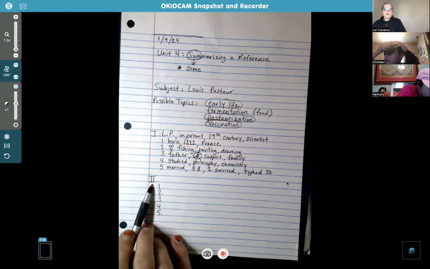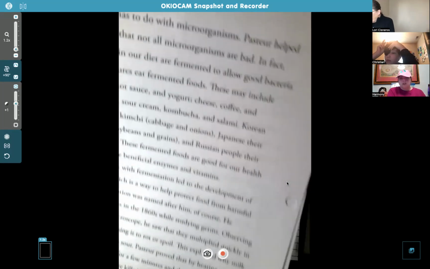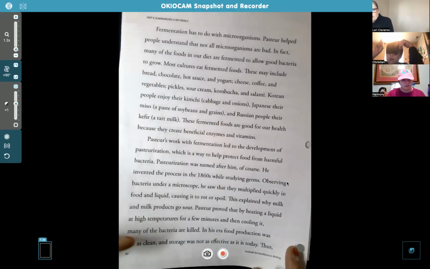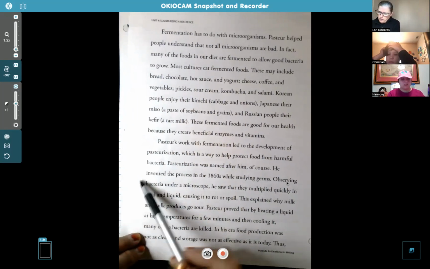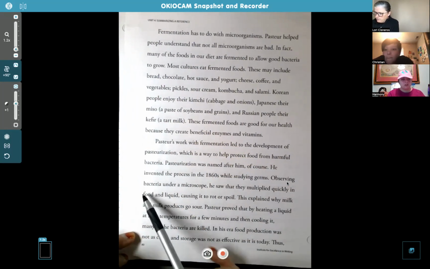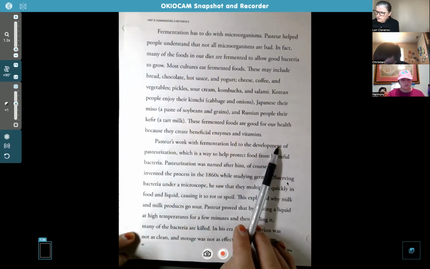So for Roman numeral 2, let's focus on pasteurization. It starts talking about pasteurization on page 80. I erased mine because I use this as my master copy. But you should have here on page 80 at the bottom, pasteurization. So this is where that paragraph starts.